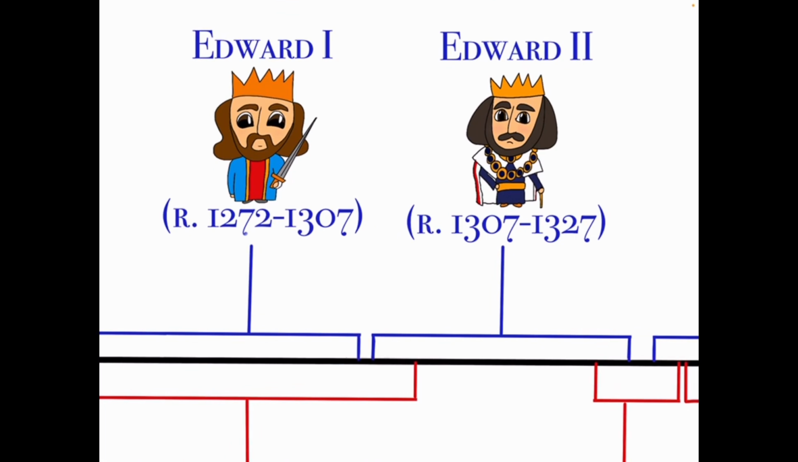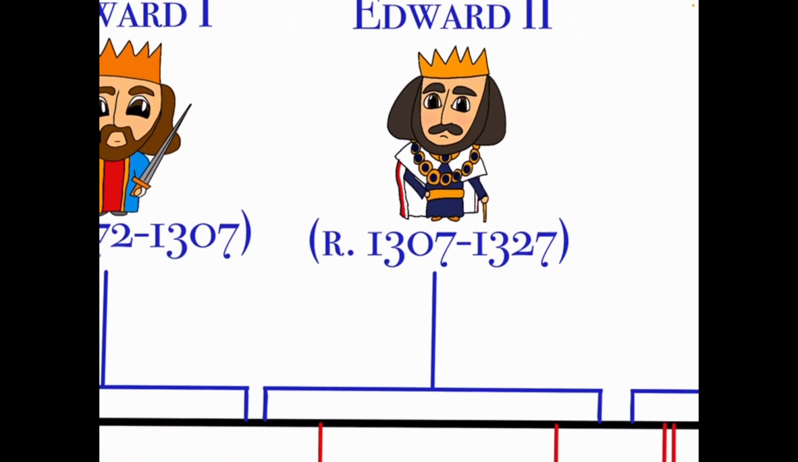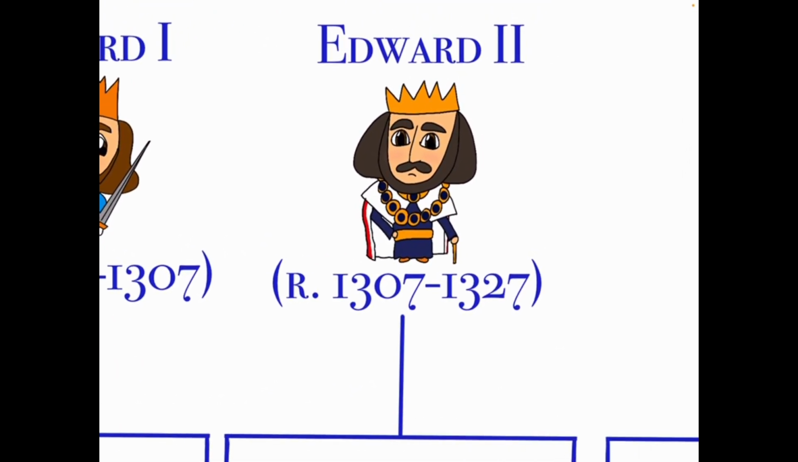He ruled from 1272 to 1307. He's known for taxing the clergy, successful campaigns in Wales, trying to take Scotland, and facing William Wallace and Robert the Bruce. Next, we're going to go over to Edward II.